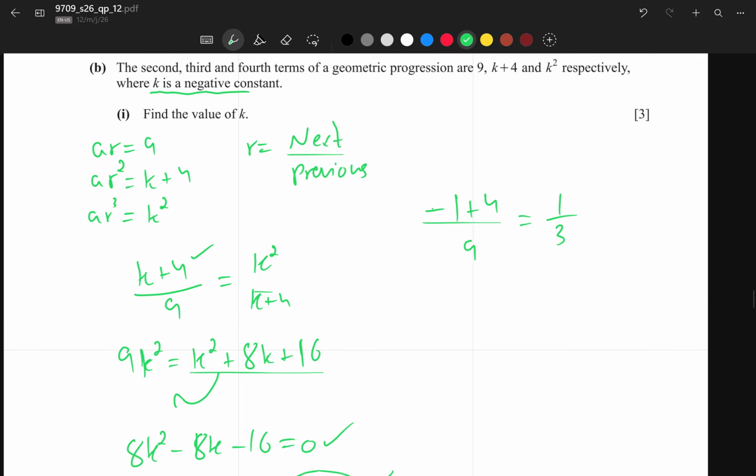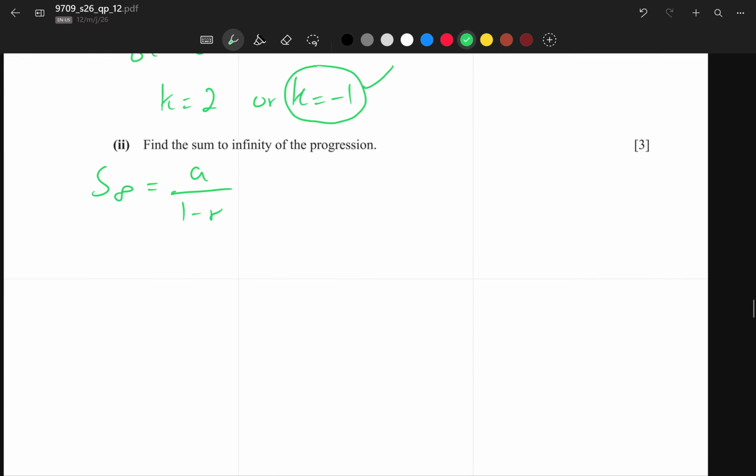Using r, we'll calculate the first term, which is a. a multiplied by 1 by 3 equals 9. a is equal to 27. Now in the formula we'll put a, which is 27, divided by 1 minus r, which is 1 by 3. This will give you the sum to infinity, which is equal to 40.5.